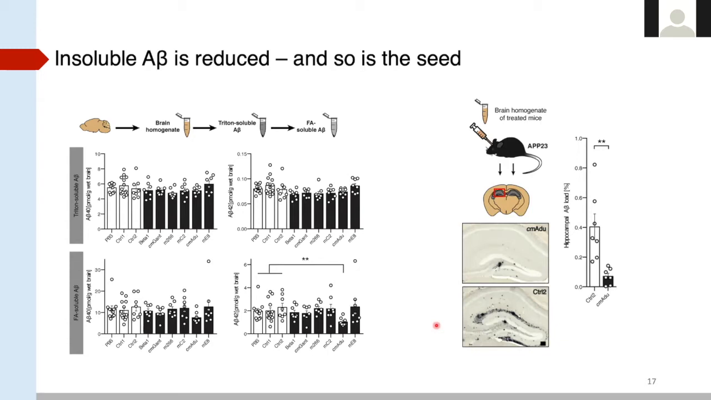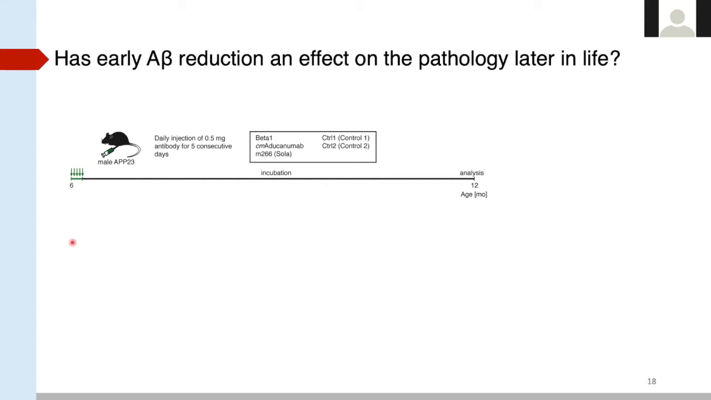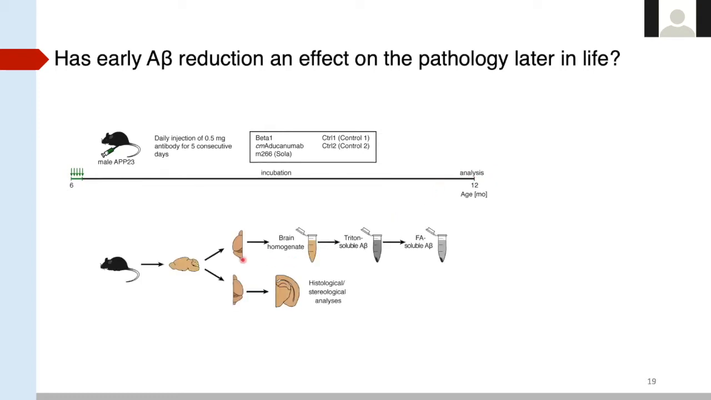Based on these results, we were then interested in how this early intervention would affect the pathology later in life. Would this early intervention actually have an effect? For this, again, we treated APP23 mice at the age of 6 months on 5 consecutive days with an antibody shown in this box. Then we let them sit for 6 months and analyzed the animals when they reached the age of 12 months. In this case, we again wanted to measure the brain A-beta levels, therefore using the two-step extraction method, but we also included histological analysis.